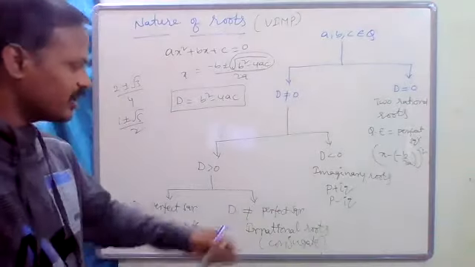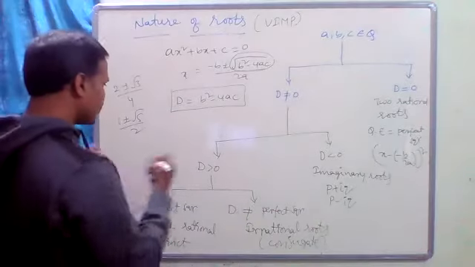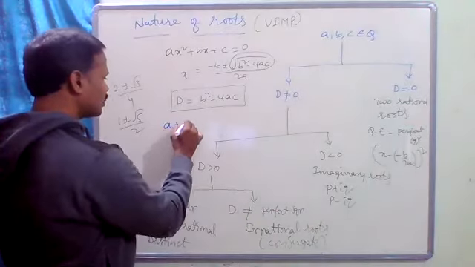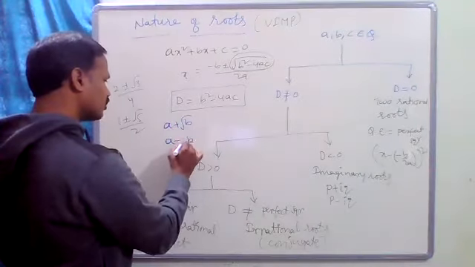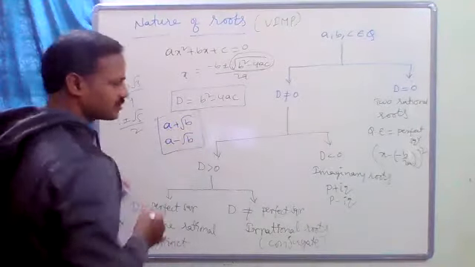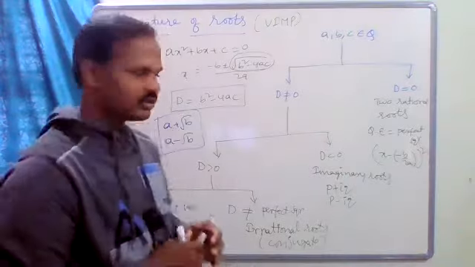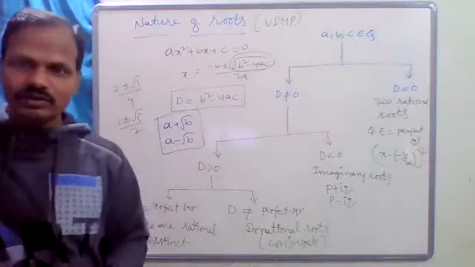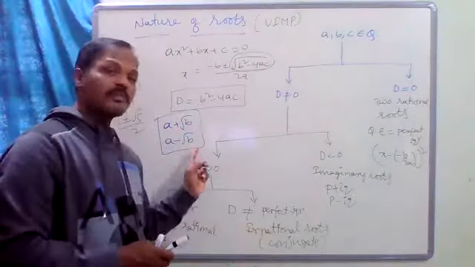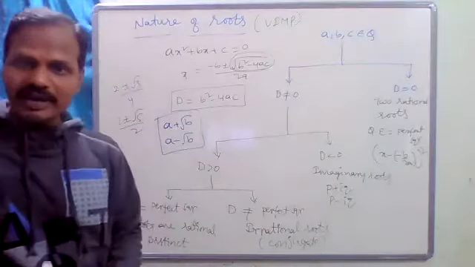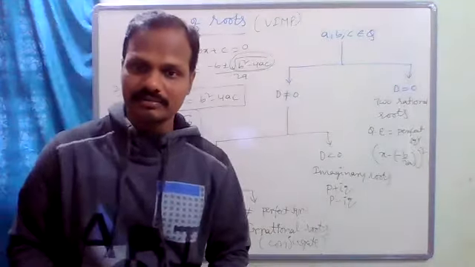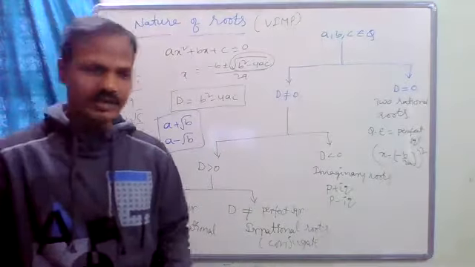What is the meaning of conjugate here? If one root is a plus root b, then the other root is a minus root b. These are the conjugate pairs. In irrational roots, a plus root b is one root and the other root is a minus root b. Is it clear to everybody?